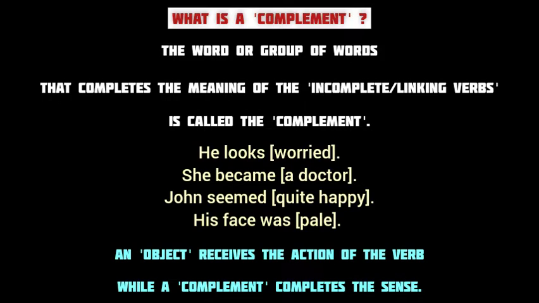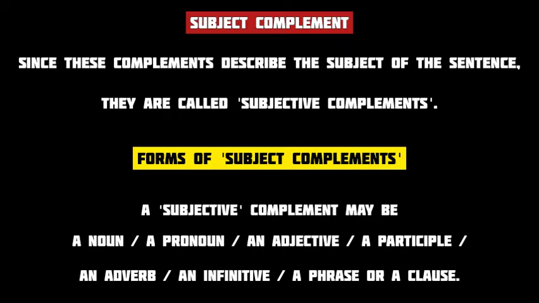So, worried, a doctor, quite happy, and pale are the complements of the intransitive verbs looks, became, seemed, and was, respectively. But mind you, these words are not the objects of these verbs because they don't receive the action of the verb. They simply complete the sense of the verb. And since these complements also describe the subject of the sentence, they are called subjective complements or subject complements.